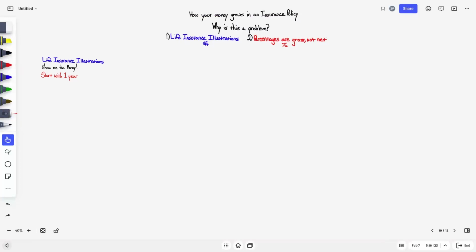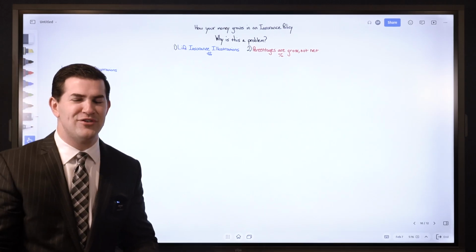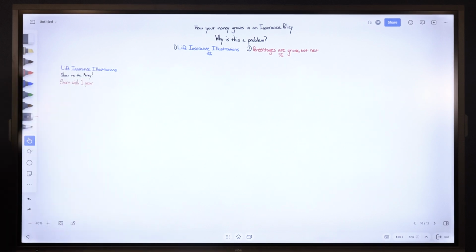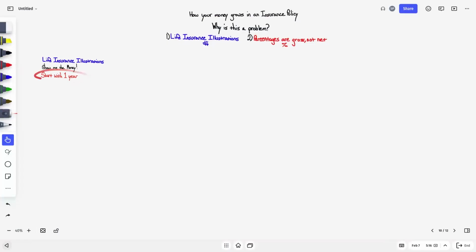So show me the money, meaning show me what my cash value is growing by on a yearly basis. We'll start with just 1 year. So simply, I want to know, what is my cash value growing by this particular year? Okay, let's say that last year you had a life insurance policy and you had a nice amount of money in cash value. You had $85,000. This year, you paid $10,000. Now you have $100,000.